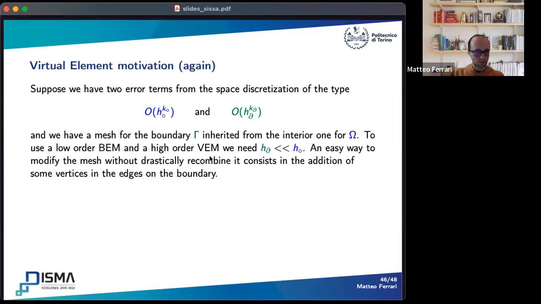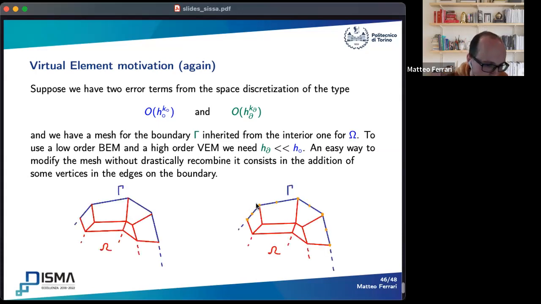And an easy way to drastically obtain a small mesh parameter on the boundary without recombining everything is simply the addition of some hanging nodes on the boundary edges. We can see these polygons, as before, not quadrilaterals, but maybe here with five edges.